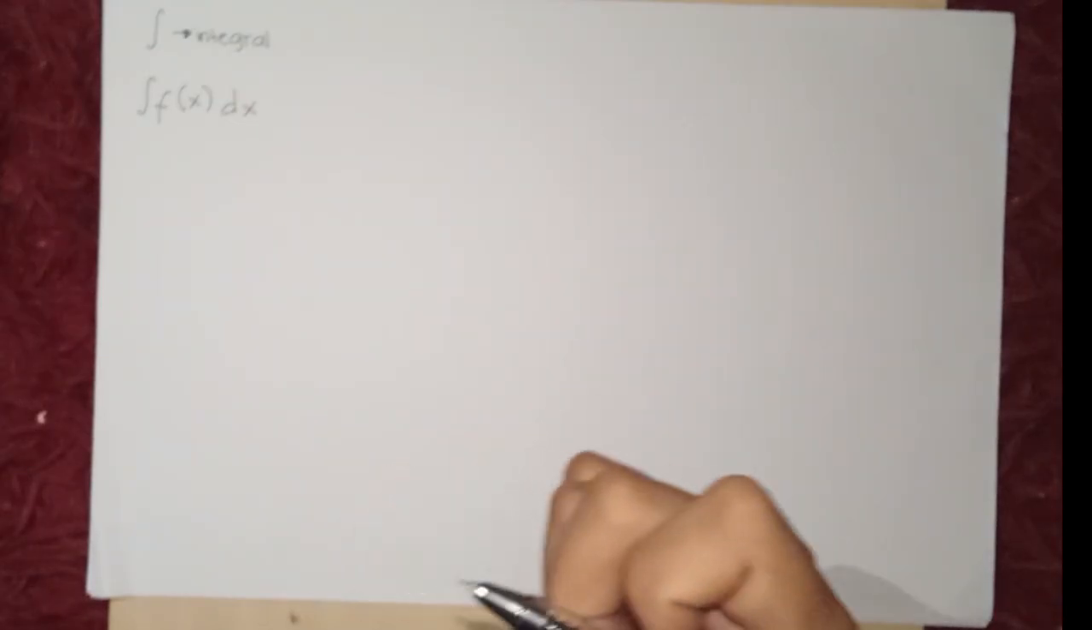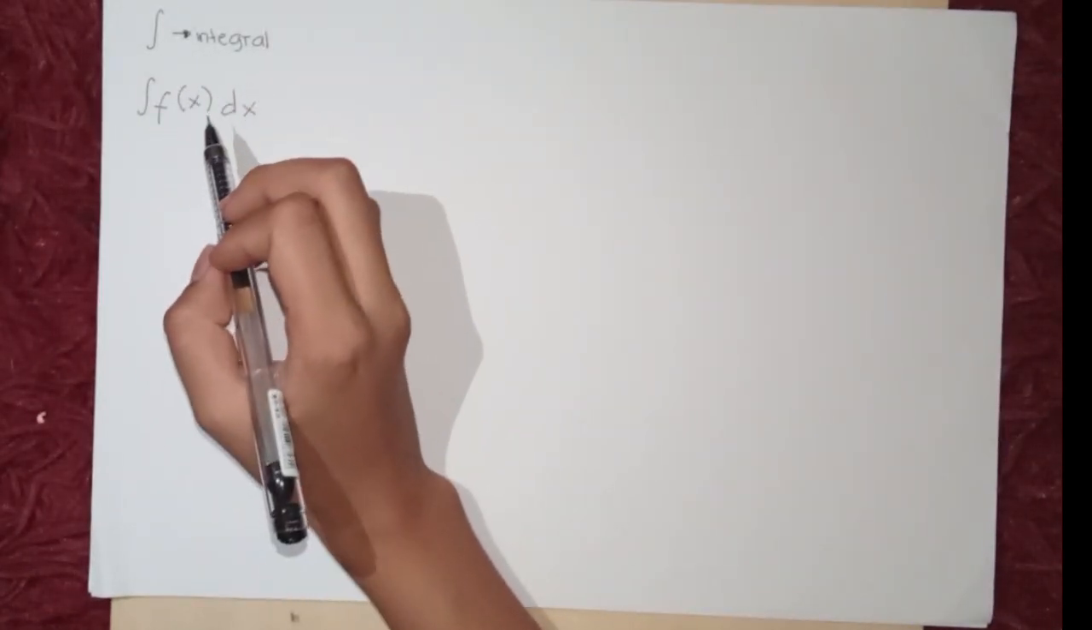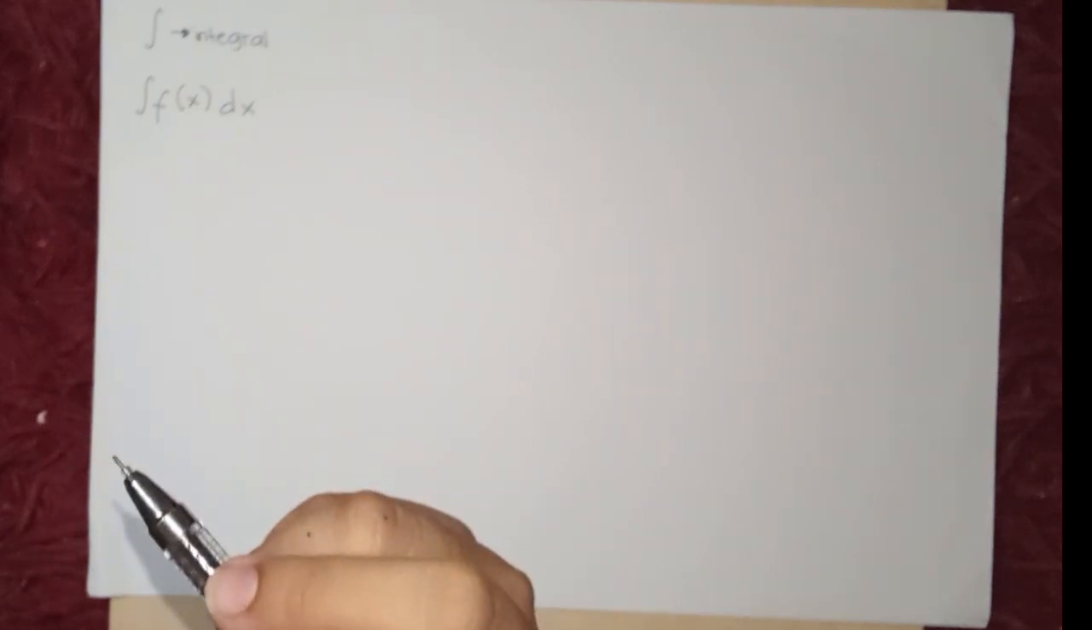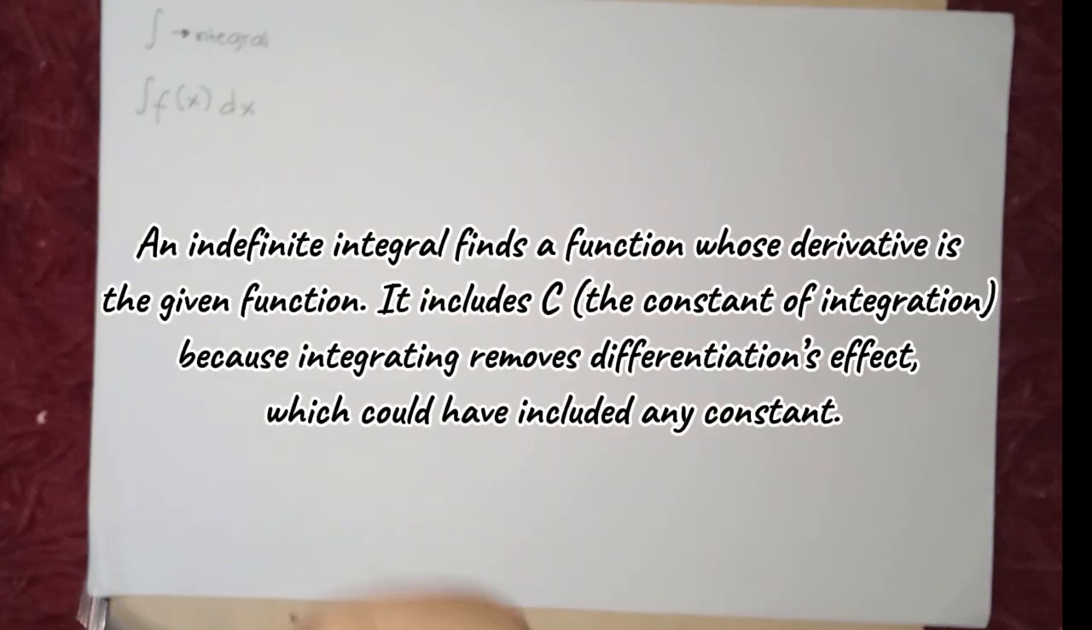Okay, since you already know the symbol of the integration and its components, I'm going to explain to you next the indefinite integral. An indefinite integral finds a function whose derivative is the given function. It includes c, the constant of integration, because integrating removes differentiation's effect, which could have included any constants.